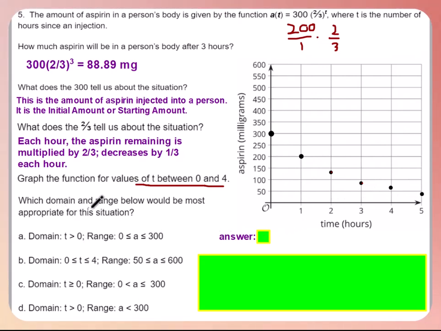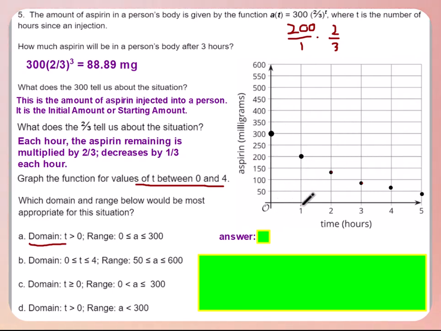Alright, what domain and range below would be the most appropriate for the situation? Now, the first time I did this, I was rushing and I didn't get the right answer because I wasn't looking closely, and I'll show you what I mean. Alright, the domain are your x values. Okay, we are going to start at 300. We can't go below 300 because that's the initial dose. Okay, so we're not going to go into the negatives. That doesn't make sense. We're going to stay in quadrant 1.